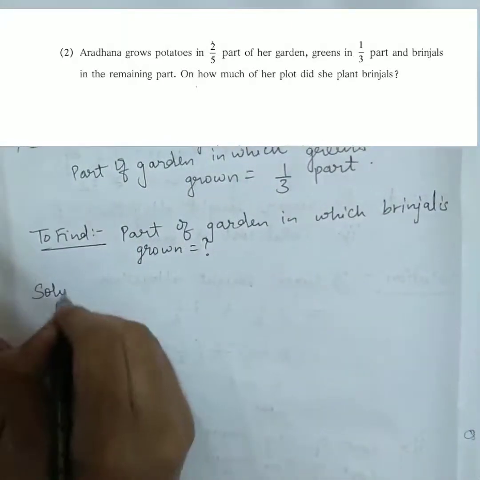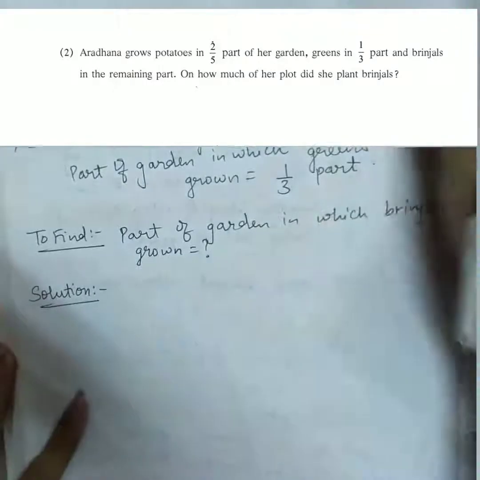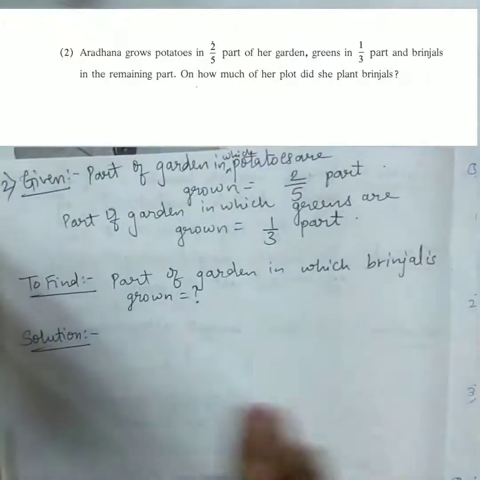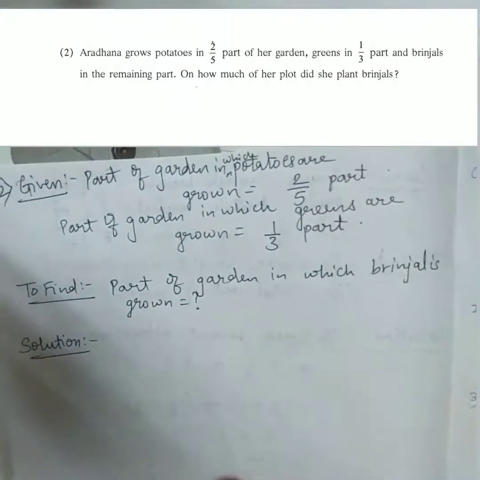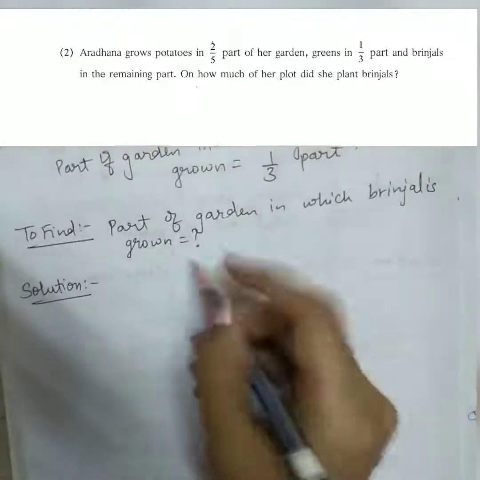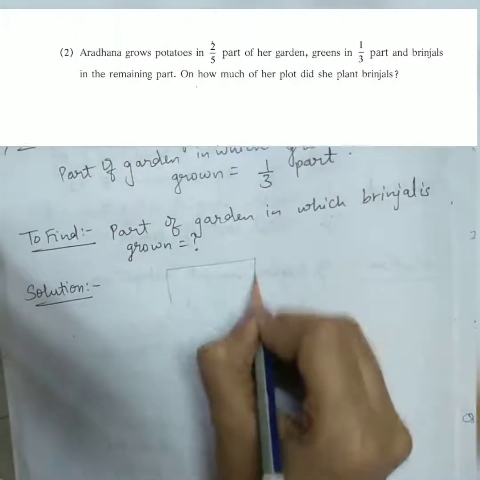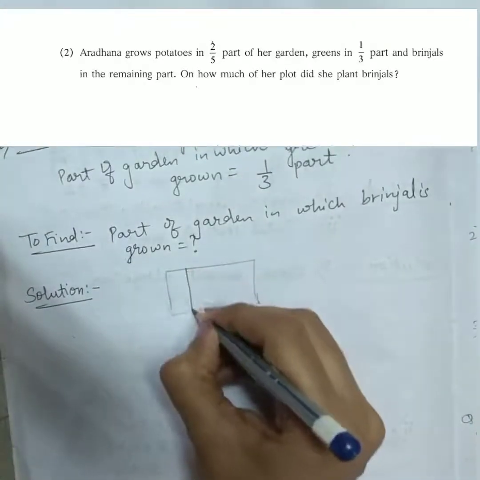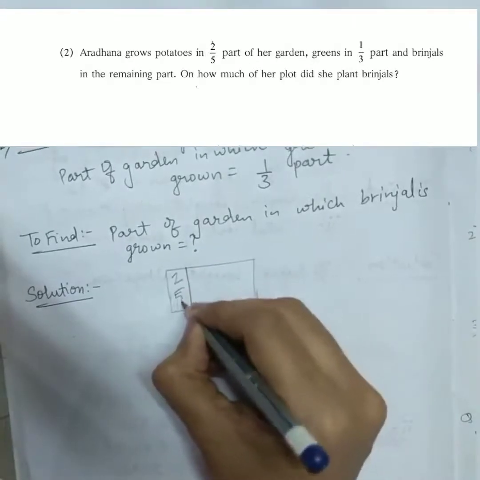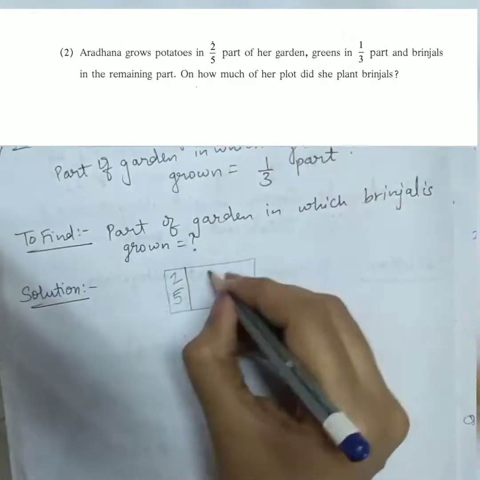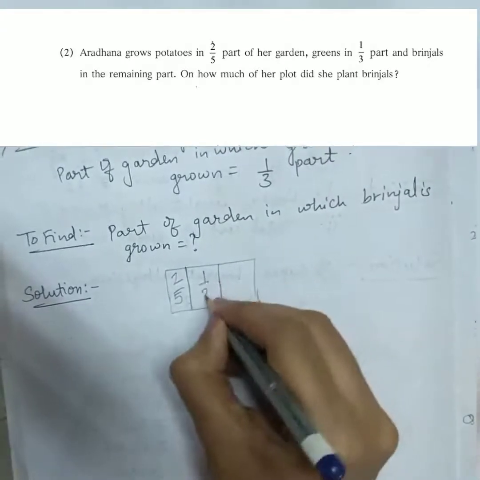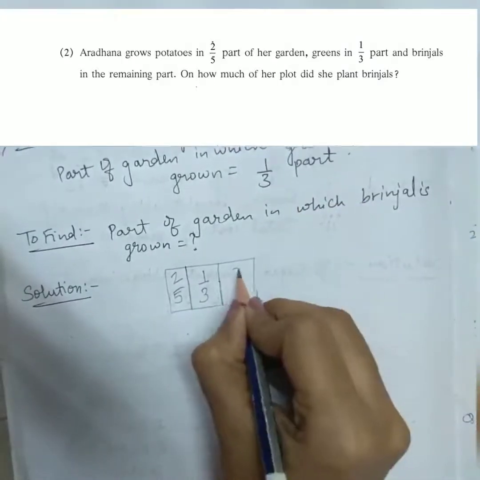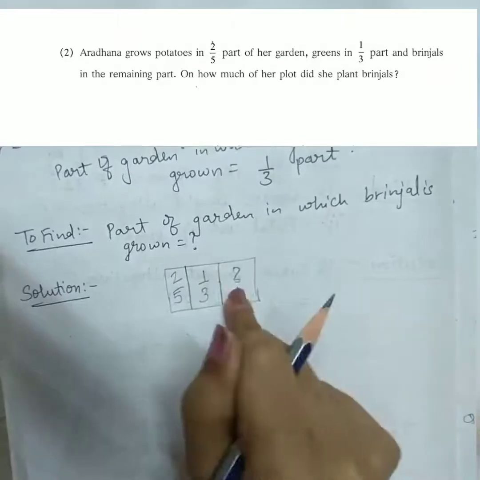In solution, what we have to do? We have to add these two, and from the whole garden we will subtract our sum. For example, let me explain you the sum using a diagram. Now this is the garden. Now in 2/5 part, potatoes are grown. In 1/3 part, this greens are grown. We have to find this. In how many parts are brinjals grown?